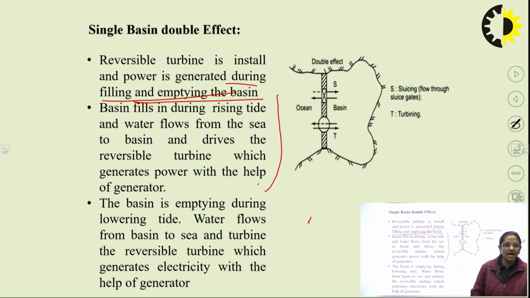The basin is emptied during the lowering tide or ebb tide. The water flows from the basin to the sea, and the reversible turbine generates electricity with the help of the generator, which is coupled at the shaft of the turbine. So, to summarize, in the single basin double effect system, we have a single basin but a reversible turbine. During high tide as well as low tide, water flows through the turbine and power is generated during both.